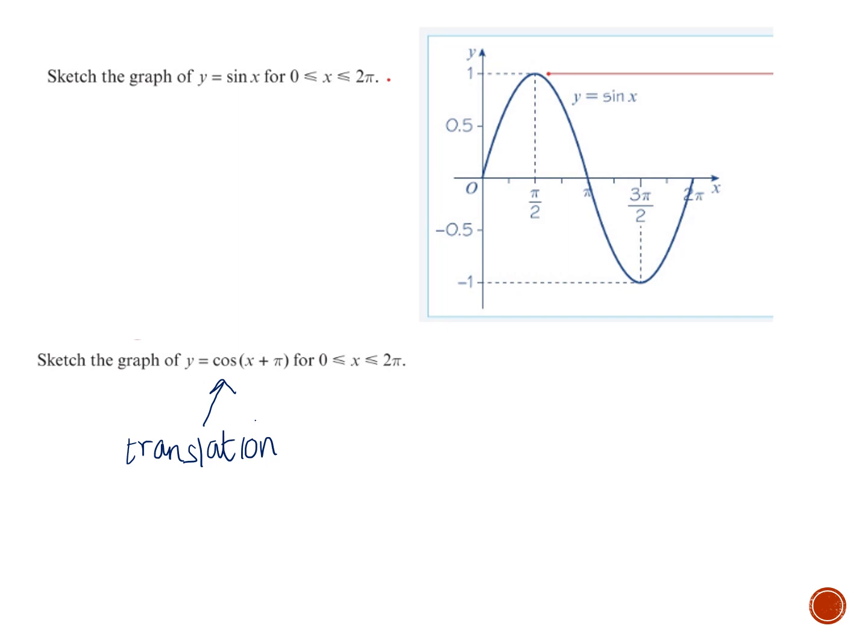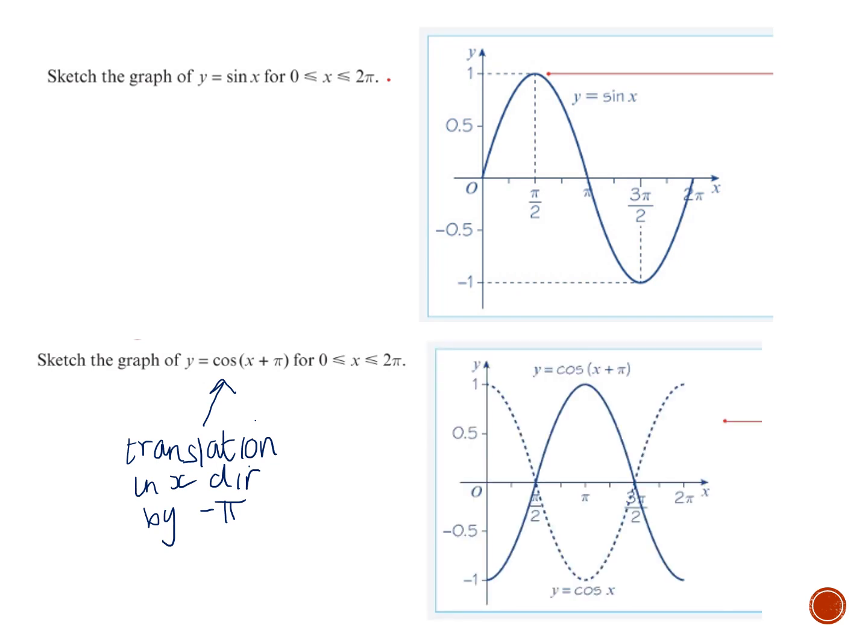So a translation in the x direction. And remember, anything you do in the x direction is always the opposite or a bit different to what you think, so it's a translation by minus pi. It takes my normal cos graph and shifts it by minus pi, which is 180. So you have a go at drawing that and think about what it looks like. Pause it if you need to.